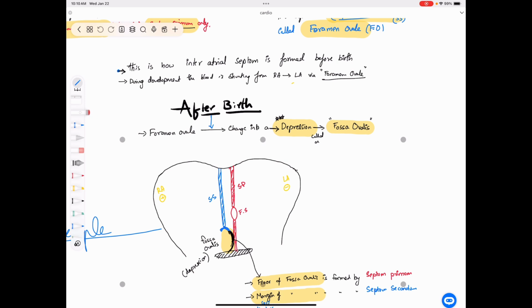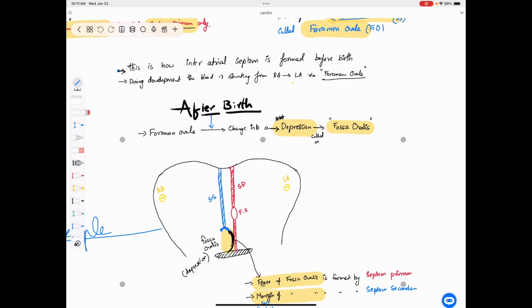Again, I am repeating it. At birth, when the baby takes its first breath, pulmonary circulation starts. When pulmonary circulation starts, it leads to increased pressure in the left atrium, which causes the septum primum to be pushed against the septum secundum. So this is pushed against like this, functionally closing the foramen ovale.